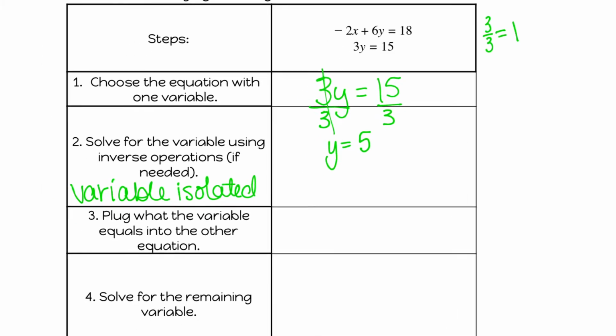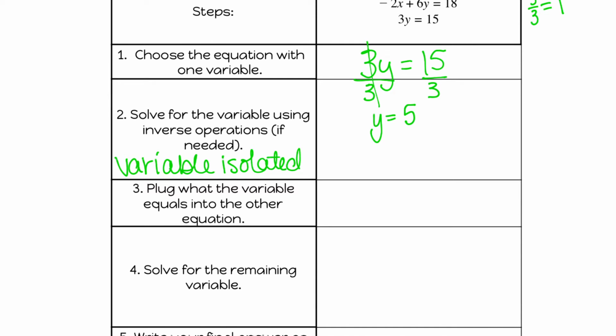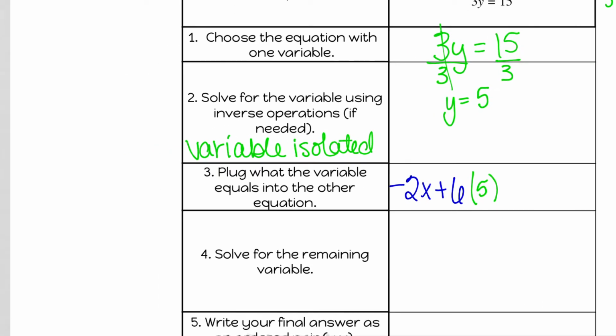All right, now we're going to plug what the variable equals into the other equation. My other equation is negative 2x plus 6. Instead of my y, I'm going to substitute in 5. We're going to plug in the 5 right there. And over to your right, I want you to put in parentheses.